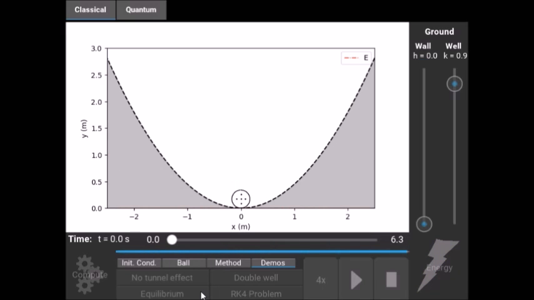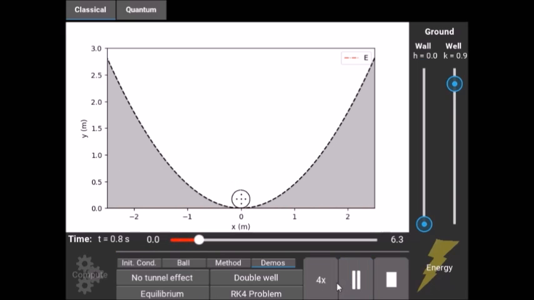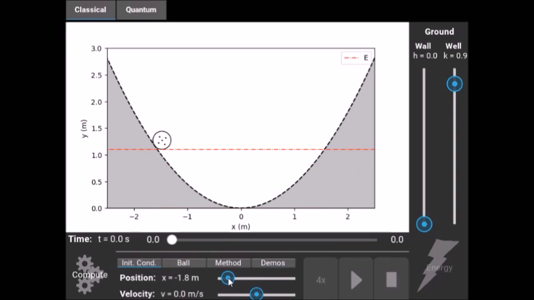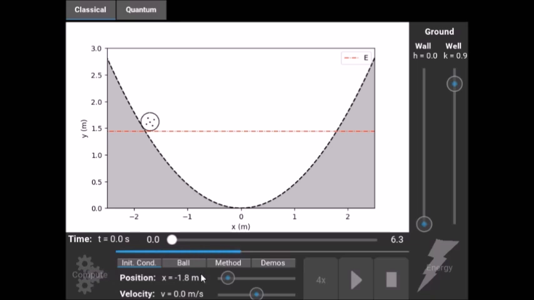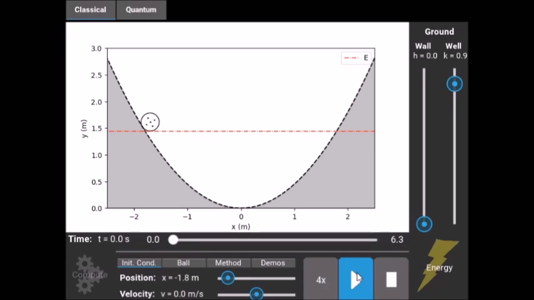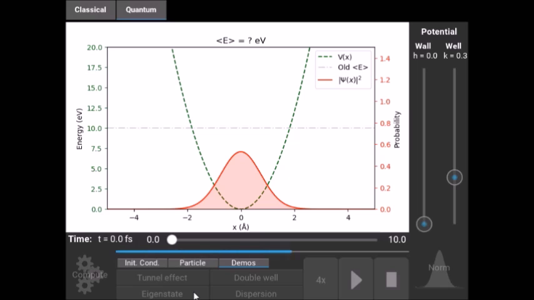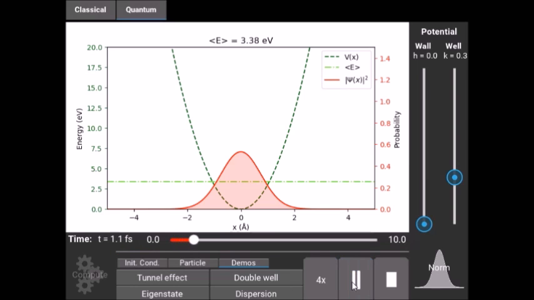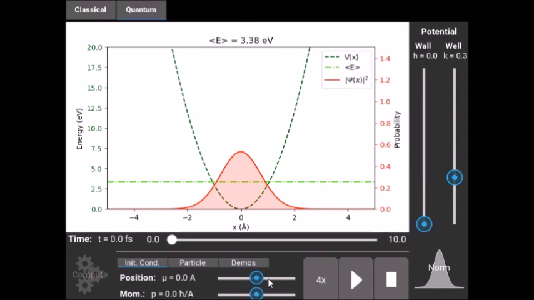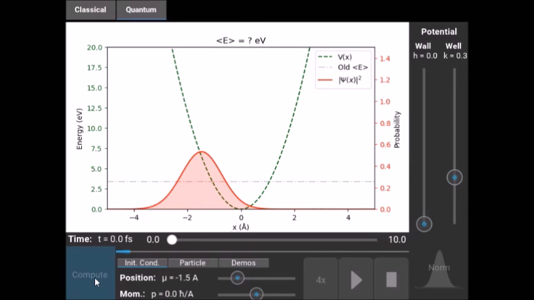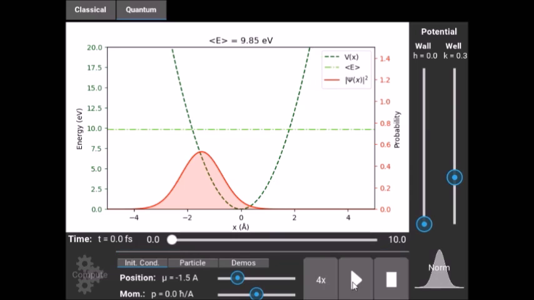The equilibrium demo sets the ball in a minimum energy state, leaving the classical particle motionless. If we displace it, we get the usual movement of the harmonic oscillator. This is similar to the evolution of an eigenstate, a particular wave function that, for a specific potential, doesn't evolve with time. If we displace it, it doesn't change its shape, but moves as the classical particle does.